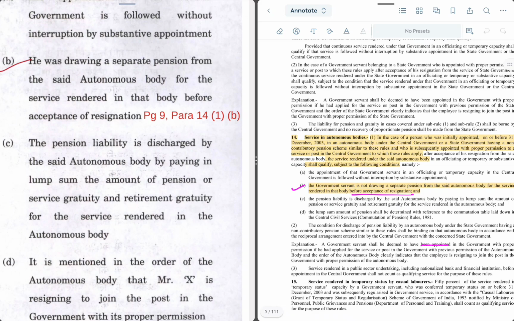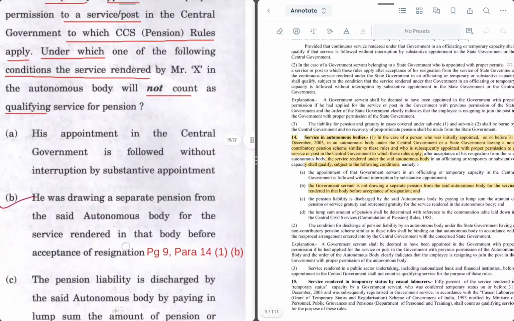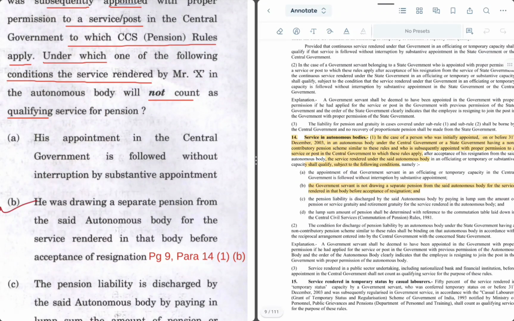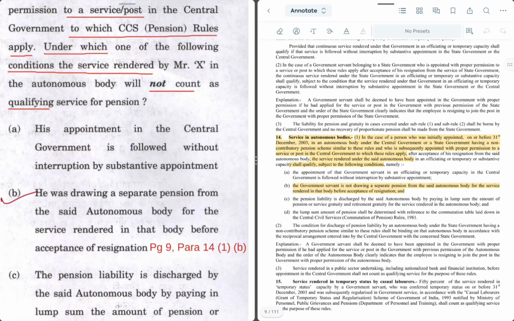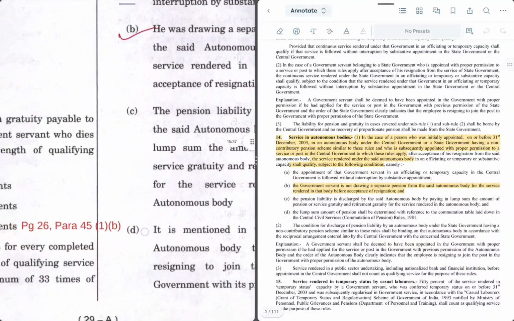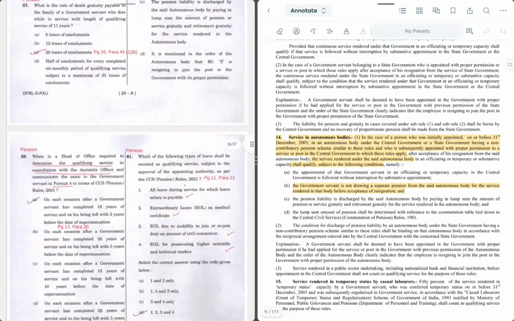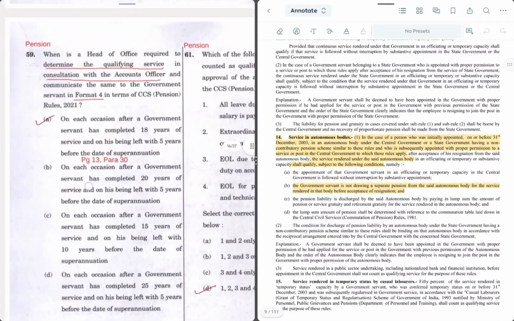सो दीज आर द केसेस. दिस इज द केस वेयर service rendered by Mr. X will not be counted as qualifying service because he is already drawing a pension from autonomous body. So if you want to read more, you can see other options also. ये 4 कंडीशंस हैं क्वेश्चन के लिए पूछिए. नेक्स्ट टाइम हो सकता है कि A, C, D में से कोई और पूछ लेगा UPSC. So keep note of that. Let's move on to next question, which is 59, second last question of this video.